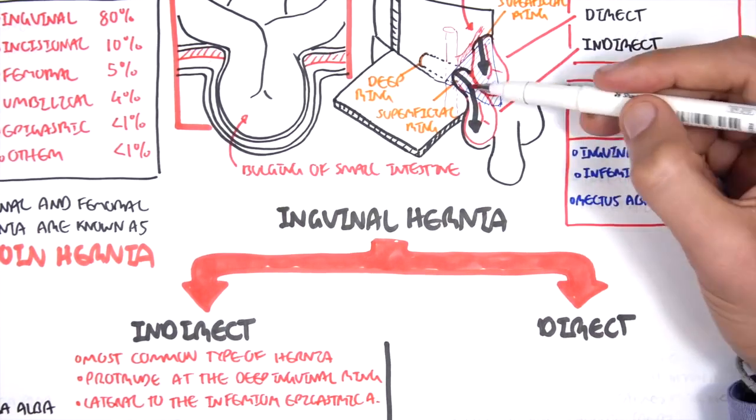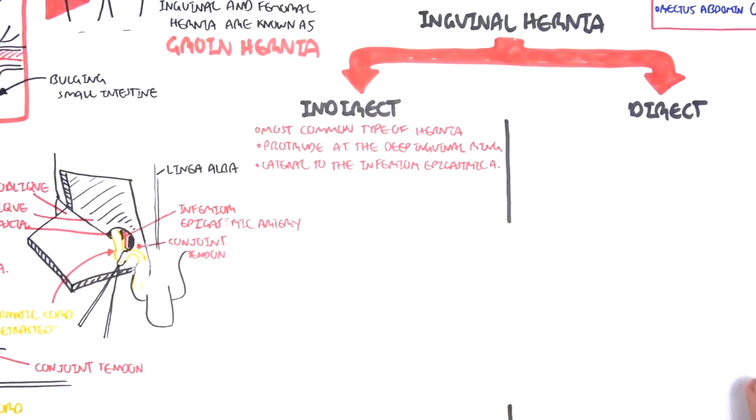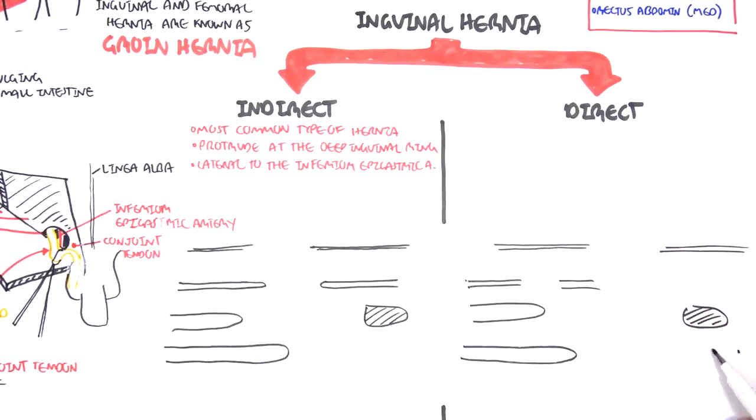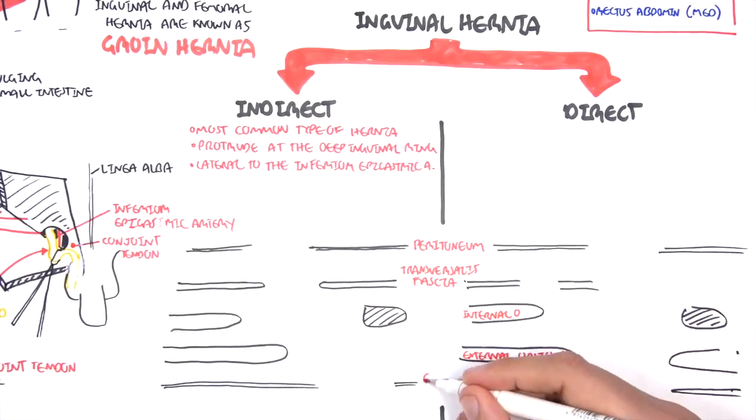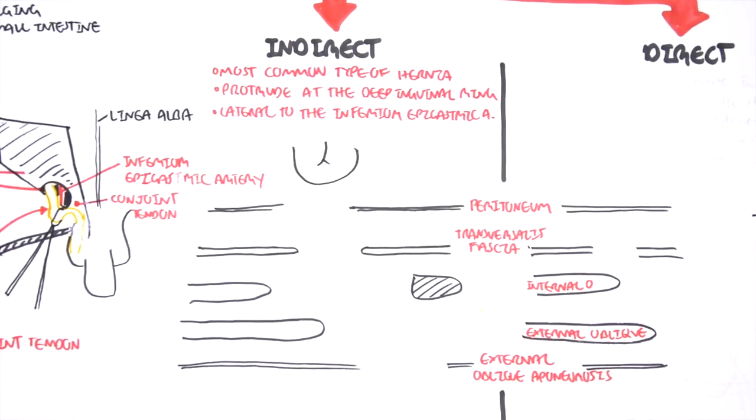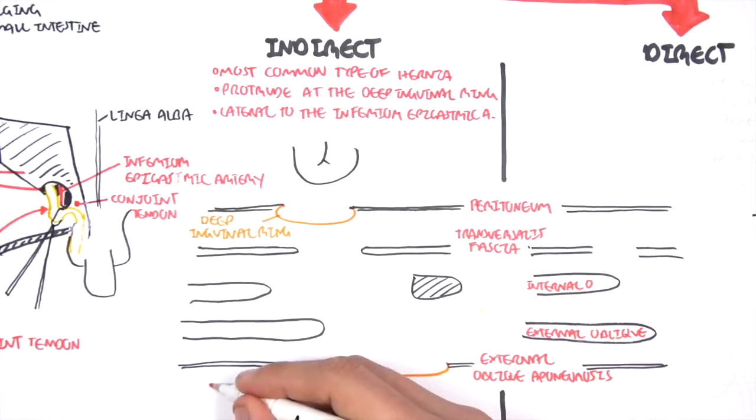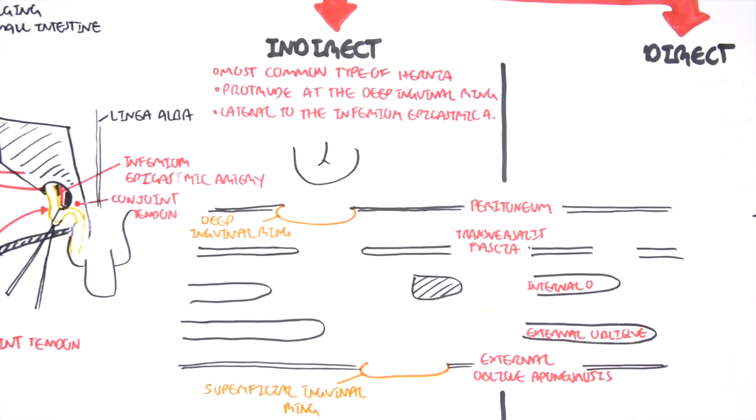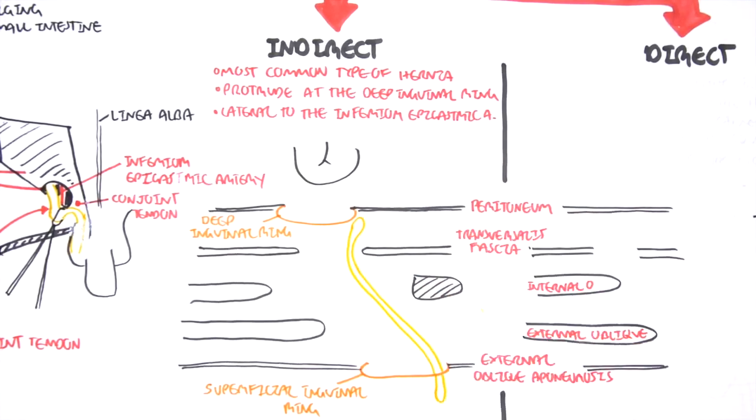So if we were to draw that same diagram, the cross section, looking at it from the top, from a superior view, we have the layers: the peritoneum, the transversalis fascia, the internal oblique, the external oblique, and then the external oblique aponeurosis. And here is your deep inguinal ring, essentially a hole where the spermatic cord originates from the peritoneum. And then you have the superficial inguinal ring where the spermatic cord will exit. I'm drawing the spermatic cord here in yellow, and it's not quite right; it should originate from the deep inguinal ring.